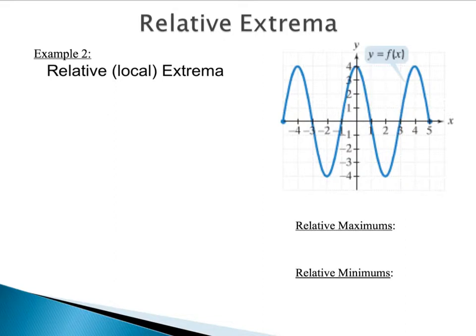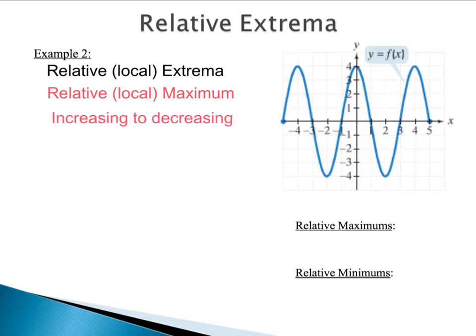Our first relative extrema is called a relative or local maximum. Our relative or local maximums occur when the function goes from increasing to decreasing. Essentially, you want to think of this as the top of a hill. That seems to be the most helpful way that students are able to visualize it.